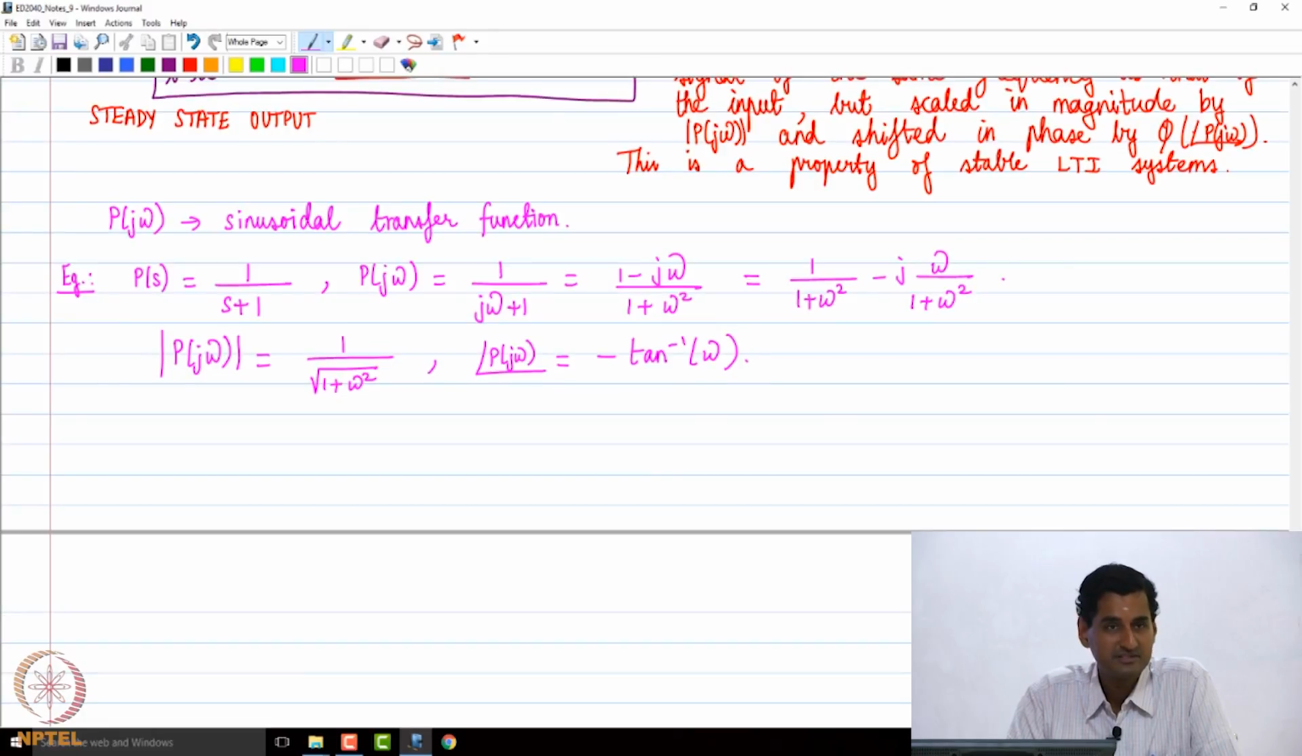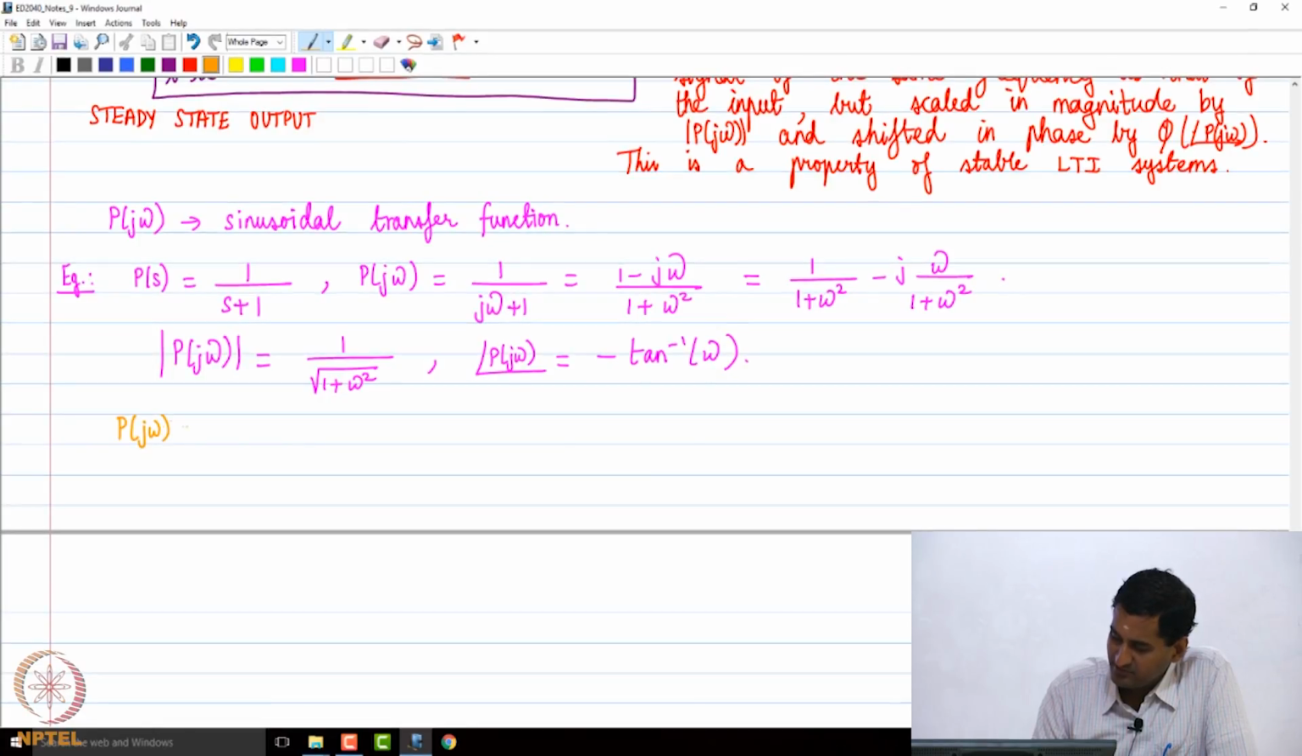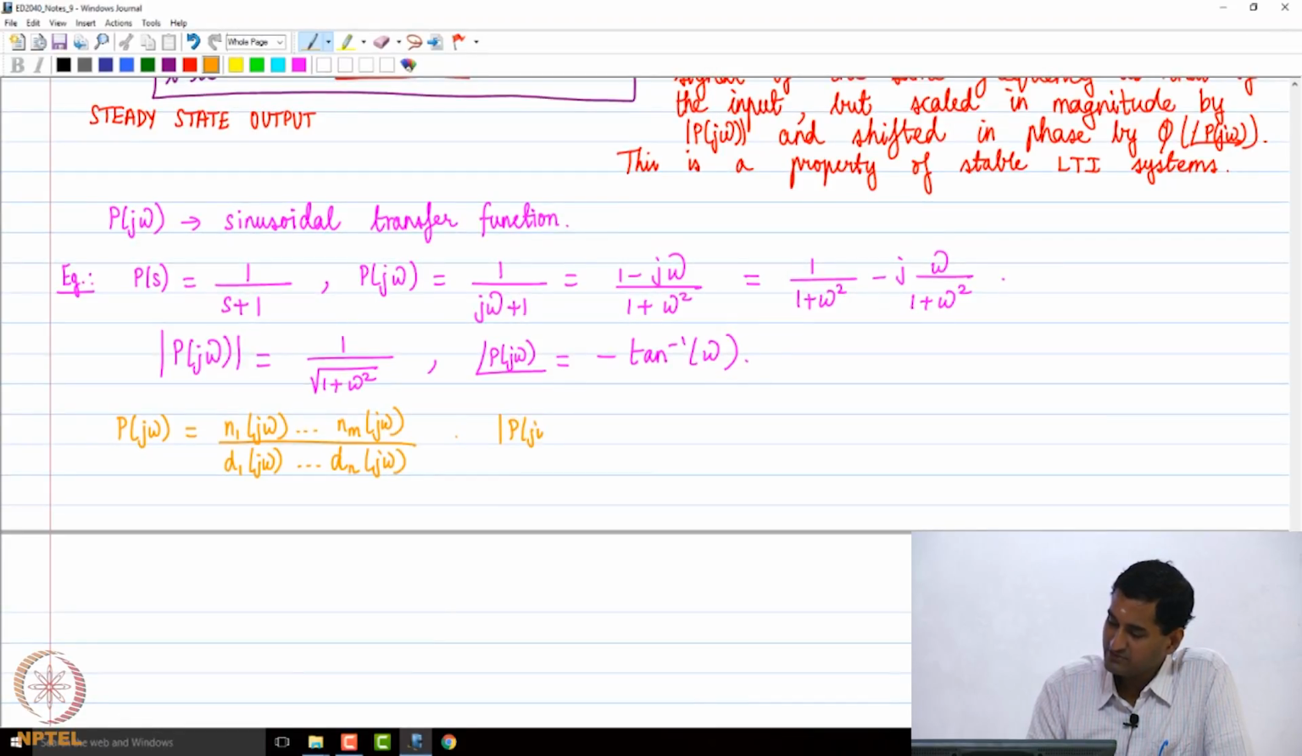Okay, so that is how we calculate the magnitude and the phase. Once again, just as a general generalization, let us say P(j omega) is going to be n1(j omega) times all the way till nm(j omega), divided by d1(j omega) all the way till dn(j omega). So what we just did was that the magnitude of P(j omega) is essentially going to be just the same structure, but take the individual magnitudes, right. So that is what we are going to have.